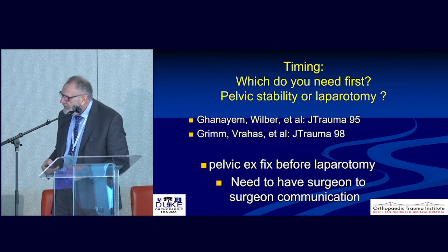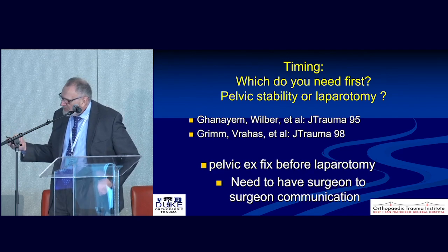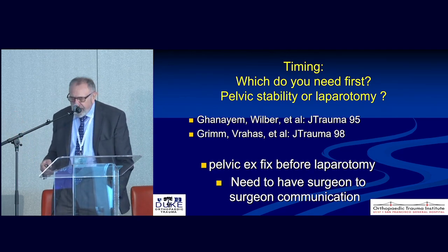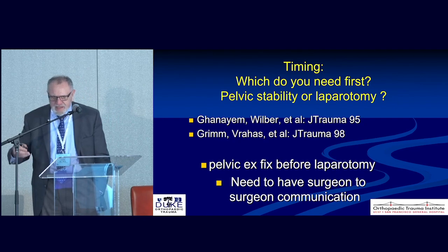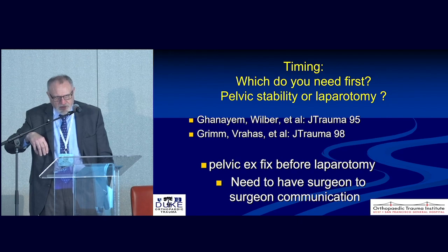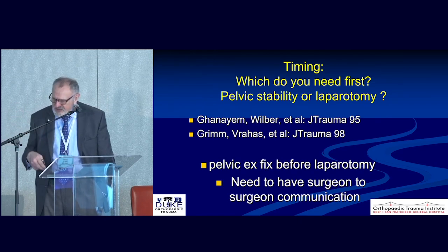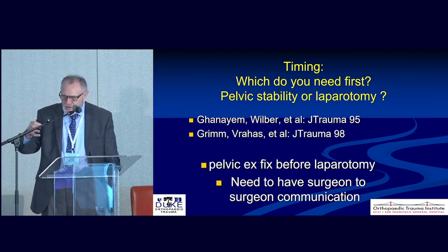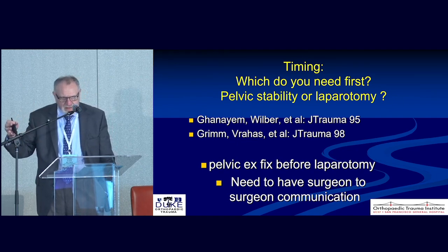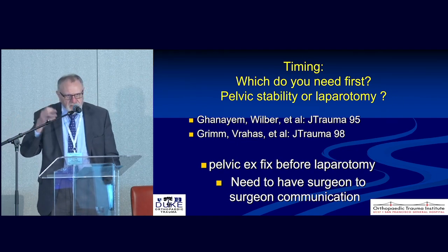Okay? So the article that most people talk about is Alex Ghanayam's article, and it's an old one. It's 30 years old now, but that was the article that basically said if you had a cadaver and you did an SI joint and pubic symphysis diastasis and left the abdominal wall alone, you got about 3 to 4 centimeters of diastasis, and if you opened the belly, it went to 10 centimeters. So the point was that the abdominal wall contributes a lot to pelvic stability.